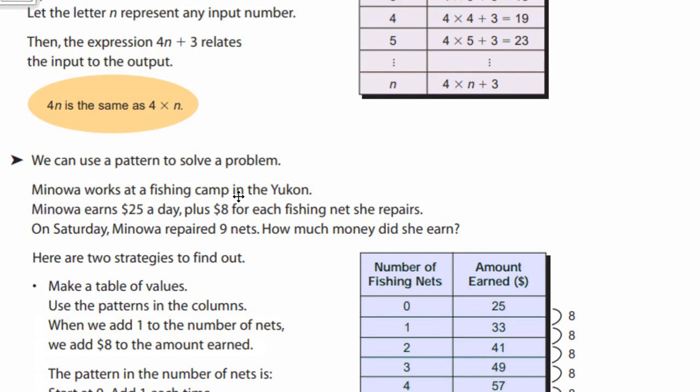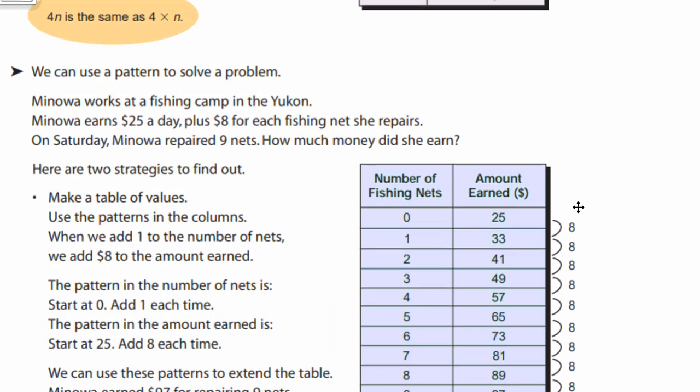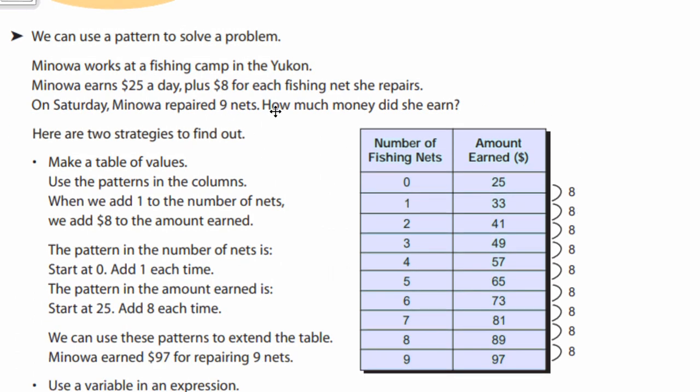We can use a pattern to solve a problem. So Manoa works at a fishing camp in the Yukon. She earns $25 a day plus $8 for each fishing net she repairs. On Saturday, she repaired 9 nets. How much money did she earn?